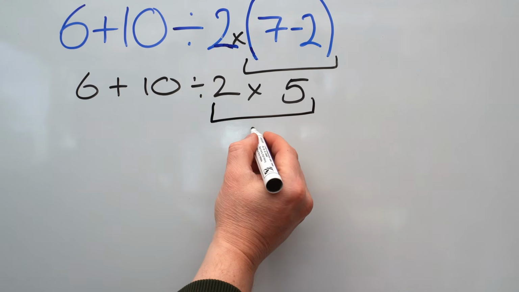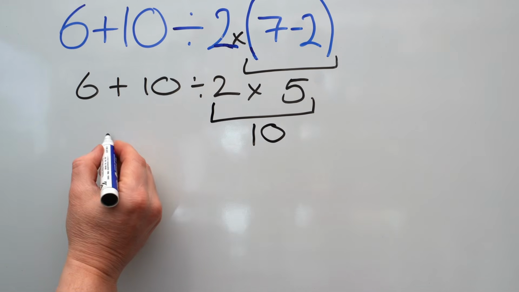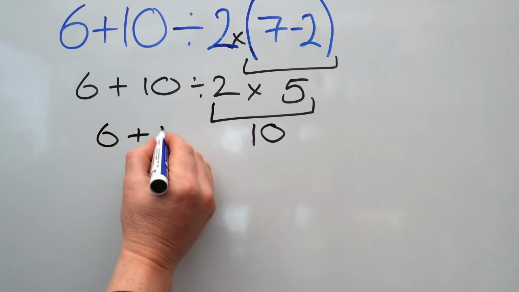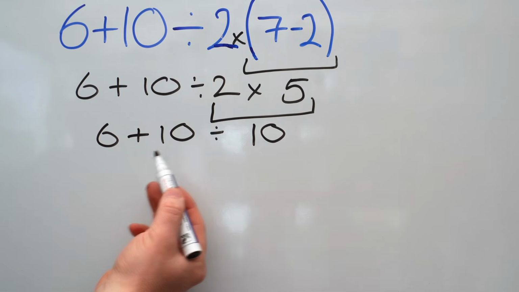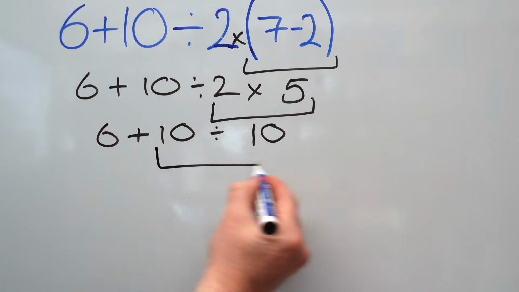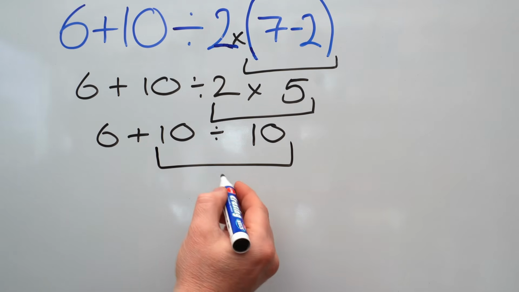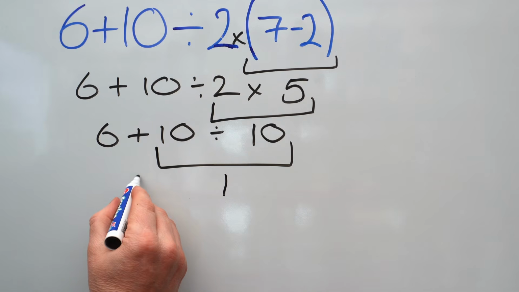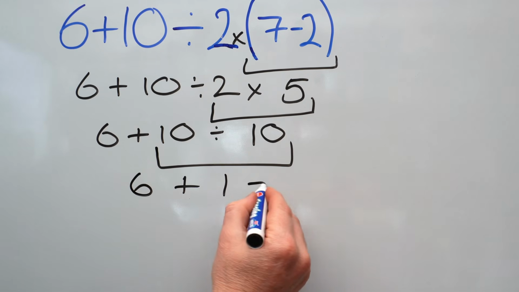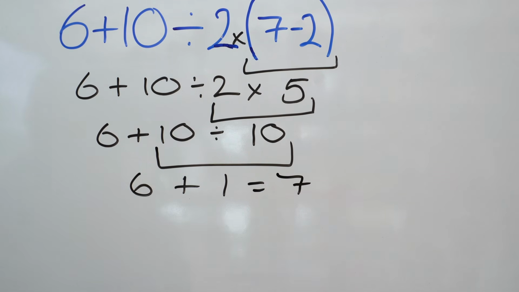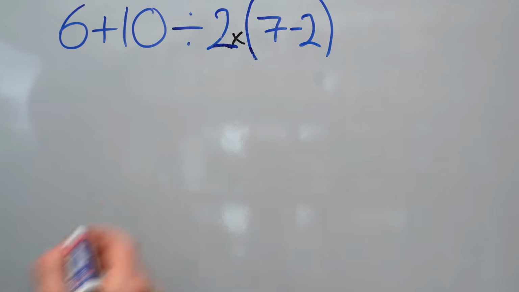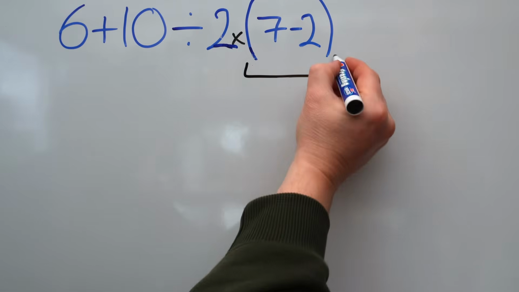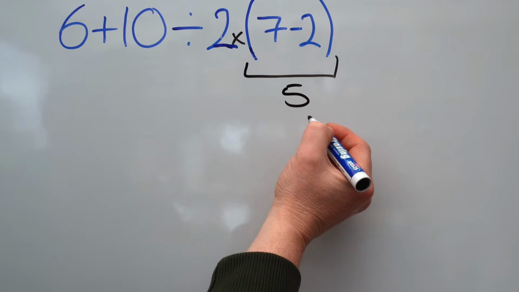So 2 × 5 is 10, and we're left with 6 + 10 ÷ 10. And again, they look and think division has a higher priority than addition. So 10 ÷ 10 equals 1, and we're left with 6 + 1, which equals 7. Well, that is wrong.